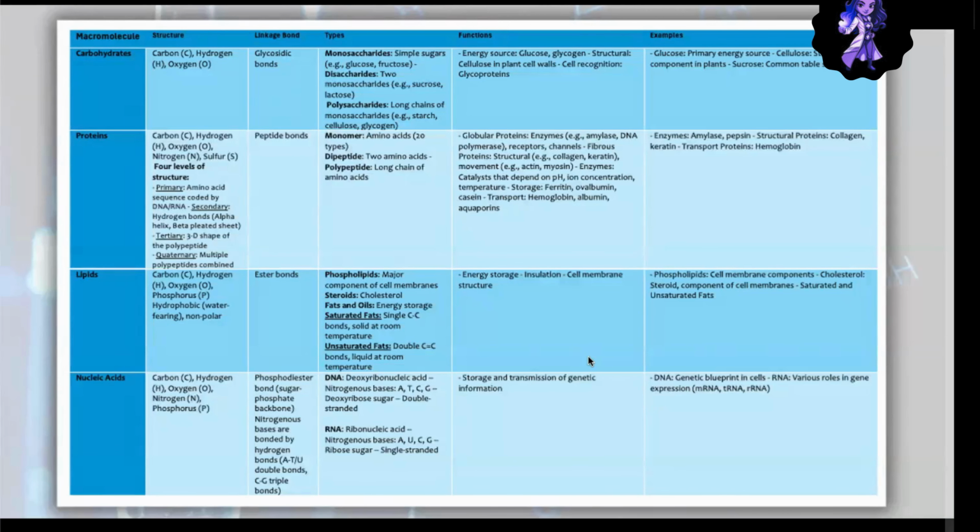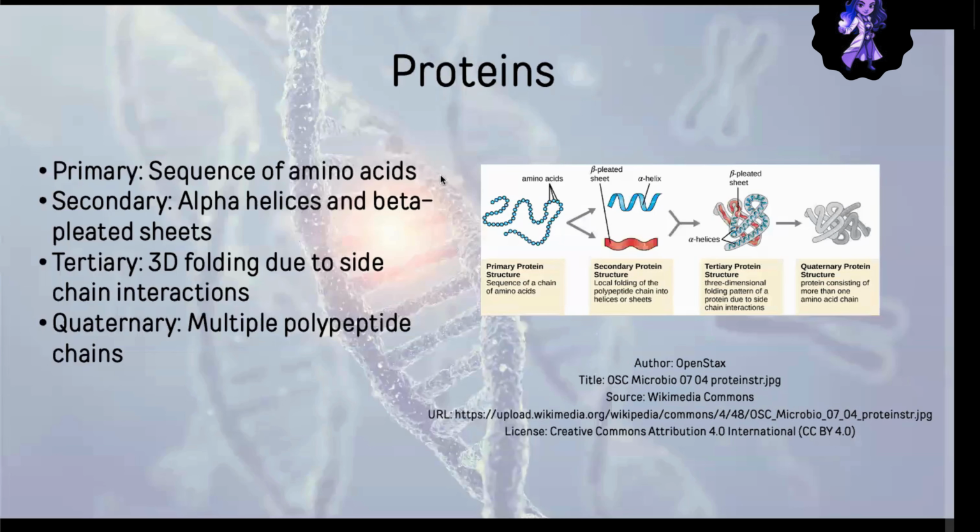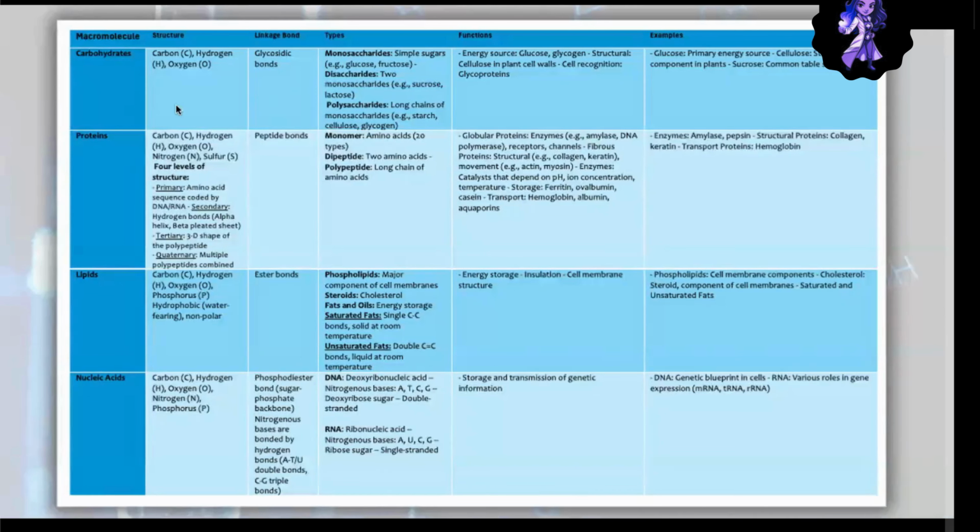Now, the other category is proteins. Proteins are unique because there are different levels of structure, and they have the unique property of involving nitrogen. Think amino. Proteins are bonded with peptide bonds. Their monomers are amino acids, and there are 20 different types of amino acids. They can combine together to form a dipeptide if there are two, and if many, it's called a polypeptide, a long chain of amino acids.